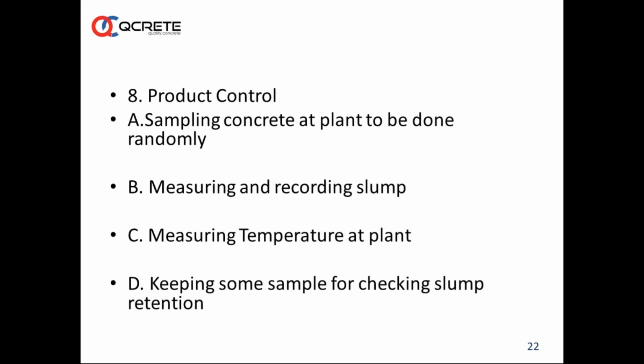But this is a practice only in some big projects in India where we take care of the temperature. Otherwise, nobody asks about the temperature, and many of the companies are not bothered about measuring the temperature at the plant or site.